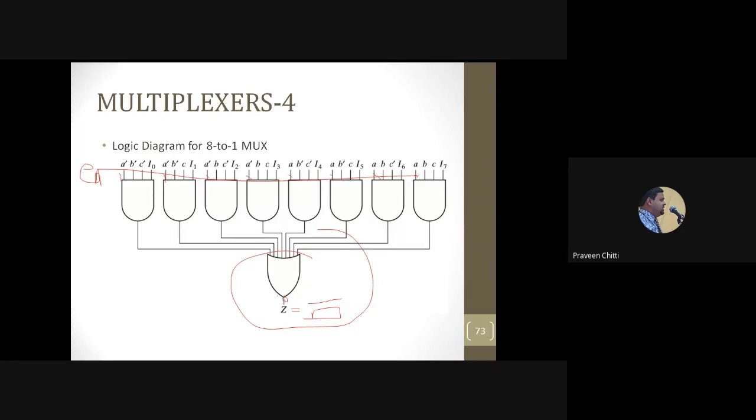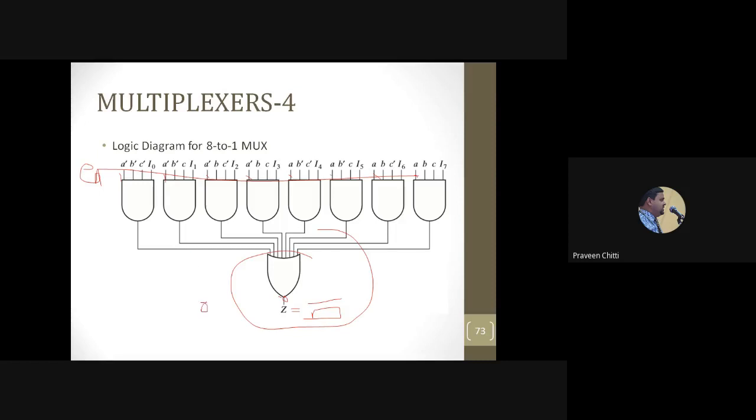Assuming it is an OR gate only, not NOR. What will be the output of all the AND gates? 0. So what is the final output then? The outputs of all the AND gates are 0, and those zeros are given to the OR gate. So obviously the OR gate output also will be 0. That means when enable is 0, you are going to get output as 0.